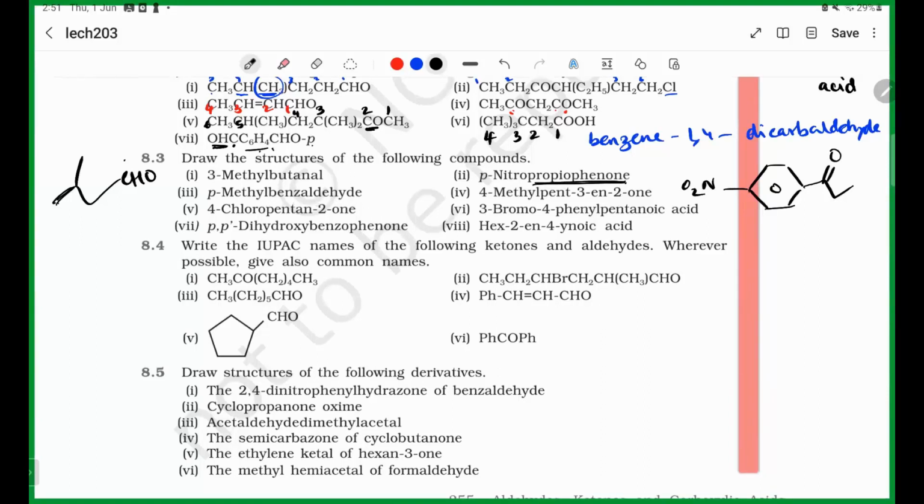Okay, next. Para-methyl benzaldehyde. So benzaldehyde is that, right? Para-methyl. So the methyl is here. So that is that.